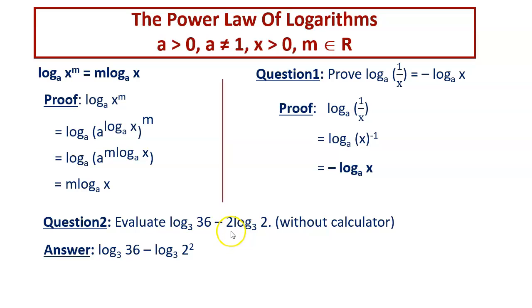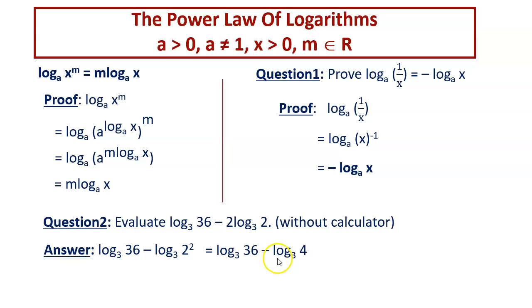We see there is the coefficient of 2 which can be taken to the power part of the argument. So it becomes log of 36 to the base 3 minus log of 2 raised to the power of 2 to the base 3. And 2 raised to the power of 2 is of course equal to 4. So it is log of 36 to the base 3 minus log of 4 to the base 3.